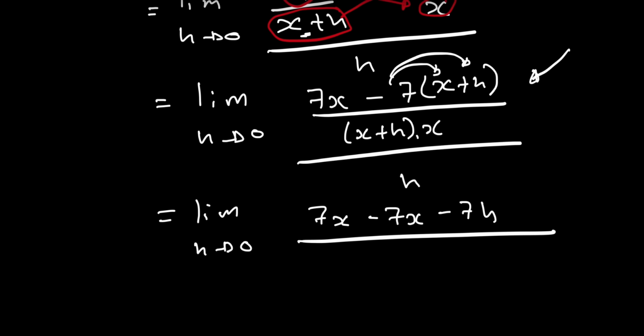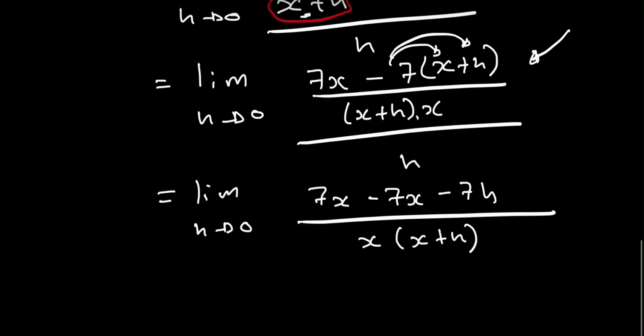And then at the denominator, we now have what? We have x into x plus h. So at the denominator, you don't necessarily want to factorize, but if you could simplify, I mean, you can simplify. But in this case, please just keep it as it is. You don't have to simplify at the bottom.